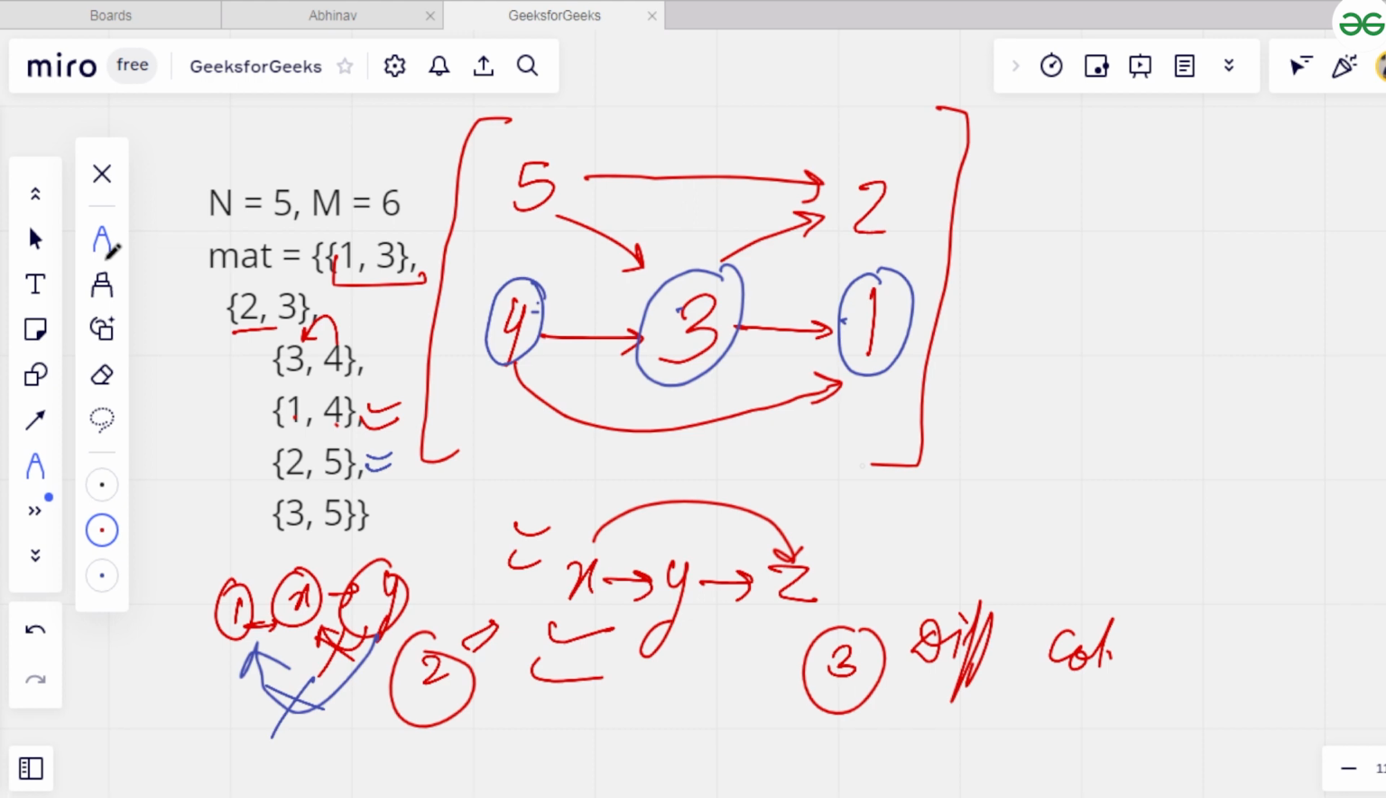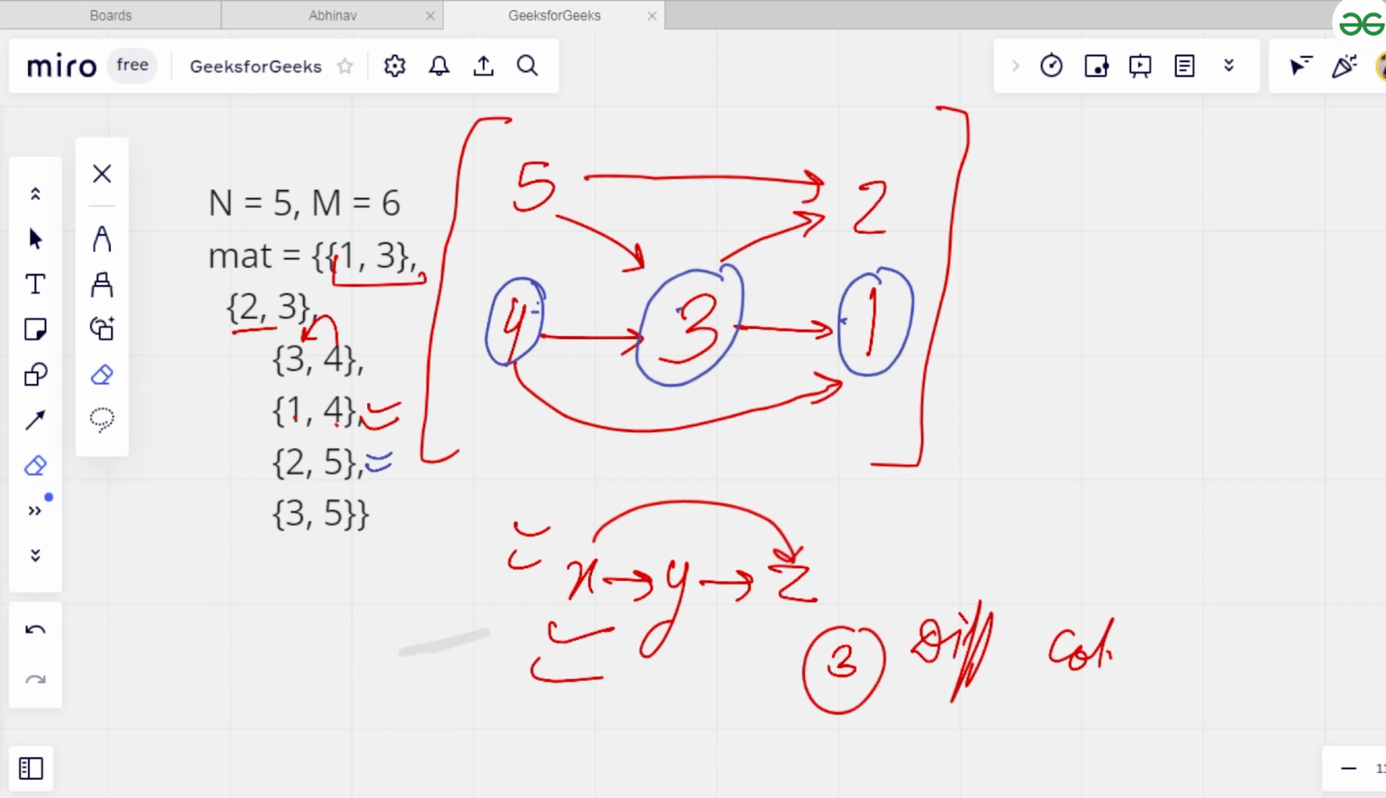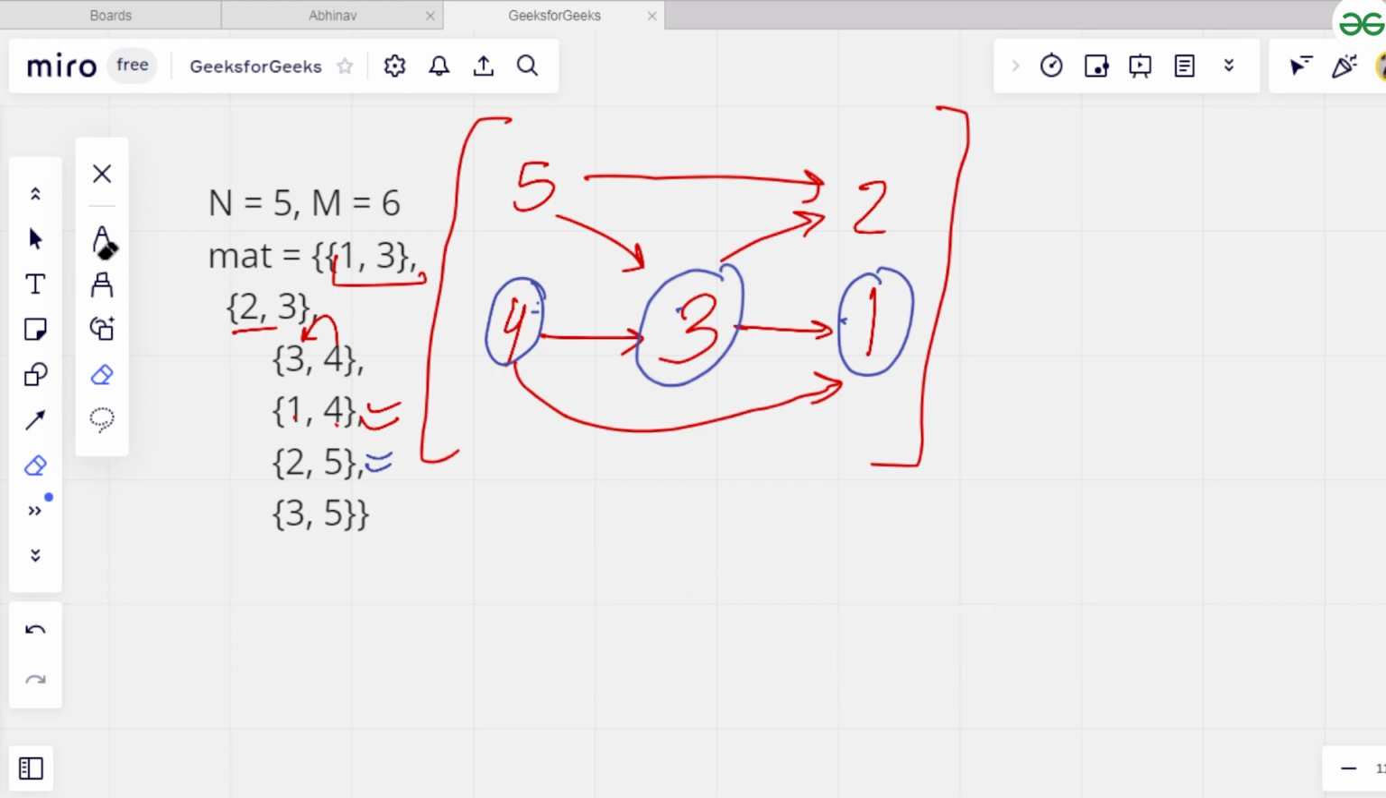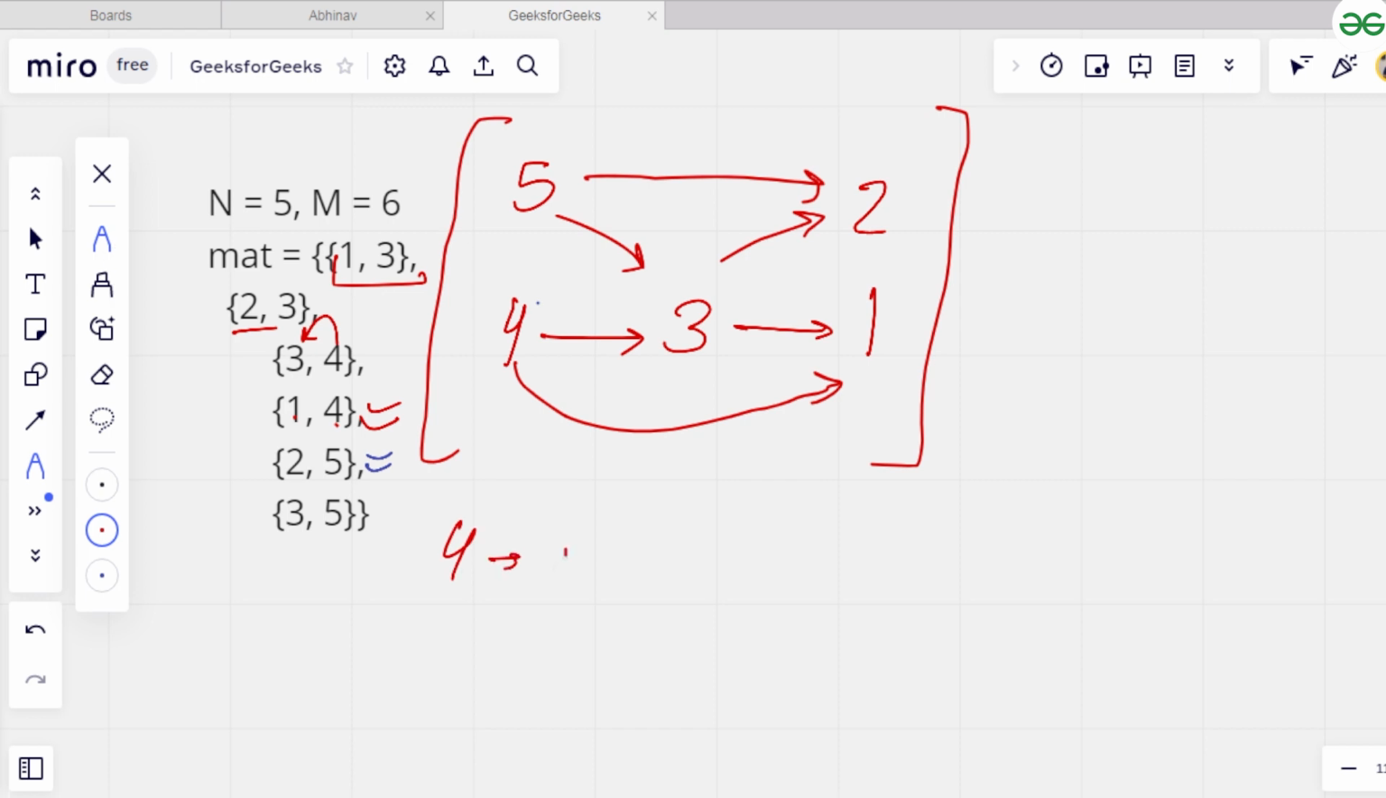This is the graph. Now the thing is, how can we find the minimum different colors required? That is the thing which we have to find. So now let's understand how we can find it. For example, let's say the color of this 4 is A. Let's take A as a color. So the color of this 3 should not be A, and the color of this 1 should also not be A, because of a condition given to us.